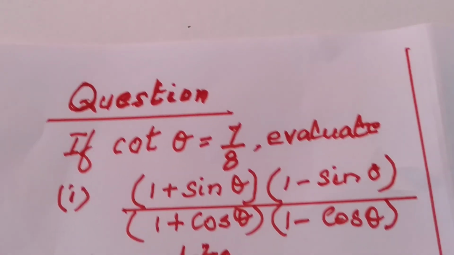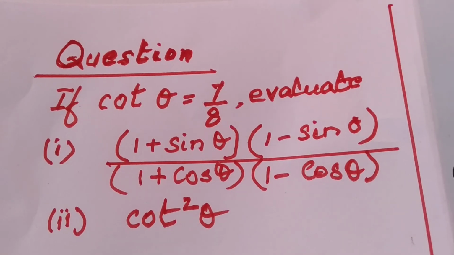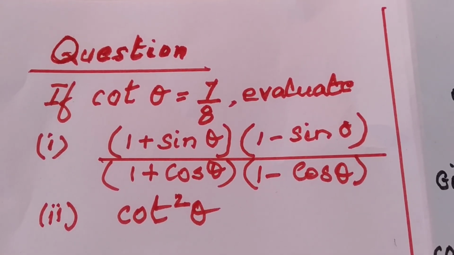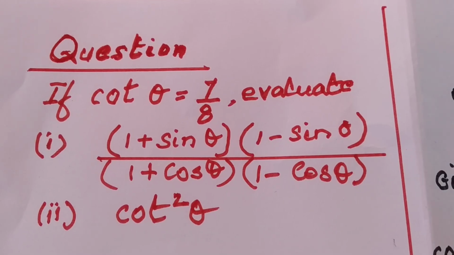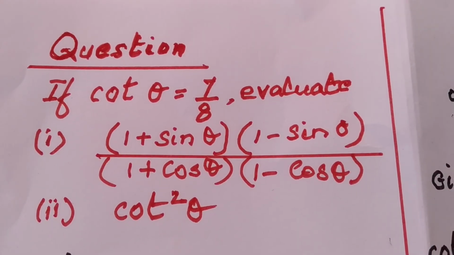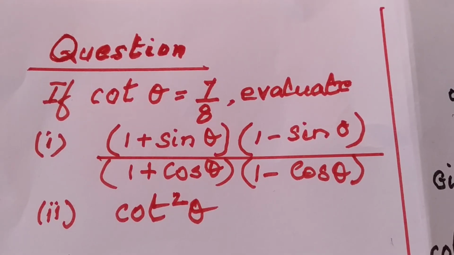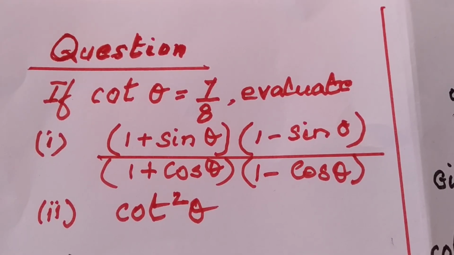So here's a question. It says if cot theta is equal to 7 by 8, evaluate, and there are two parts to this question. First is (1 plus sine theta) into (1 minus sine theta) divided by (1 plus cos theta) into (1 minus cos theta). And the second part of the question is cot squared theta.